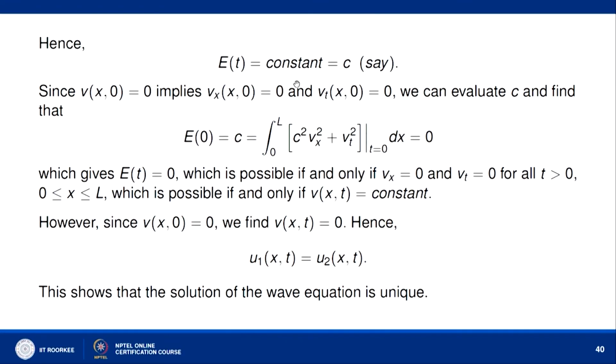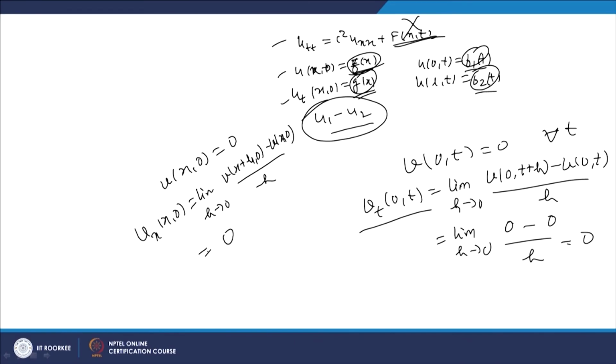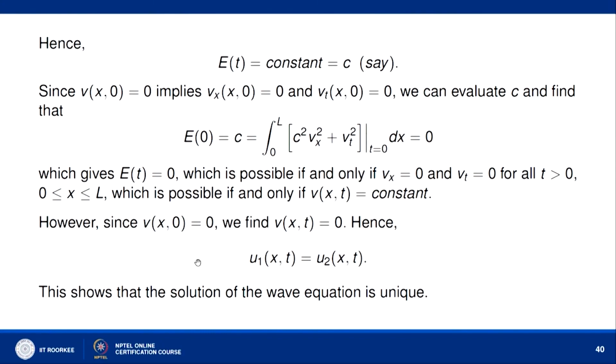Now, E(t) is constant, and we already know that V(x,0) is 0. In a similar manner we can prove that if V(x,0) is 0 for all x, then the derivative of V(x,0) with respect to x is again 0. Simply, if we want to find Vx(x,0), that is the limit, say h tending to 0, of V(x plus h, 0) minus V(x,0) divided by h. Now, this is 0, this is 0, so it is coming out to be 0. So, Vx(x,0) is 0, Vt(x,0) is 0.